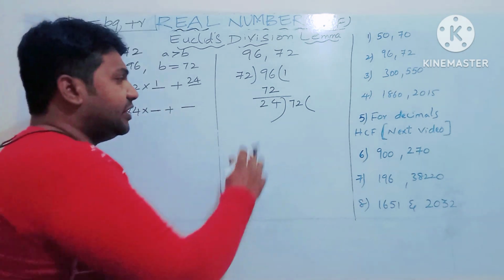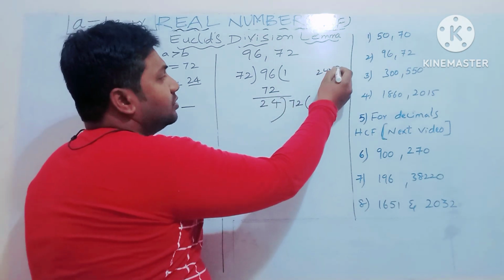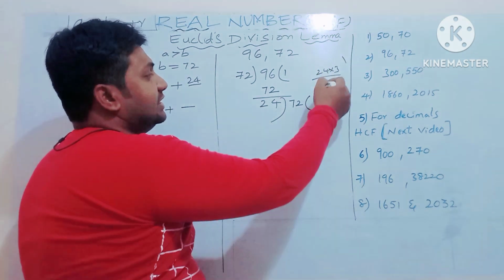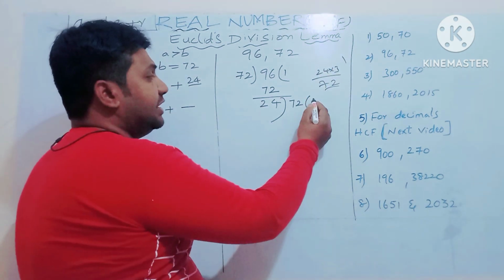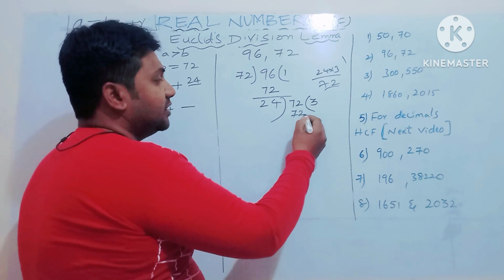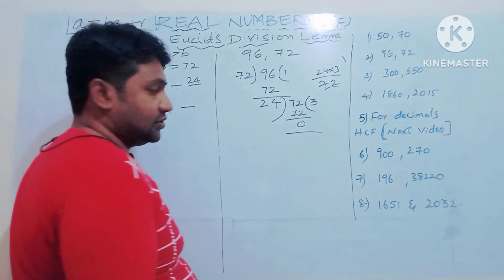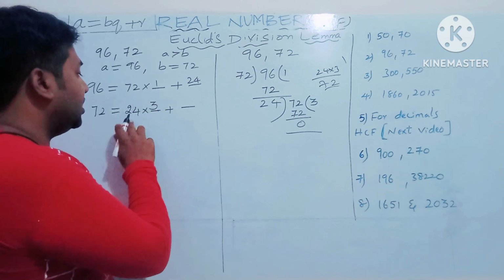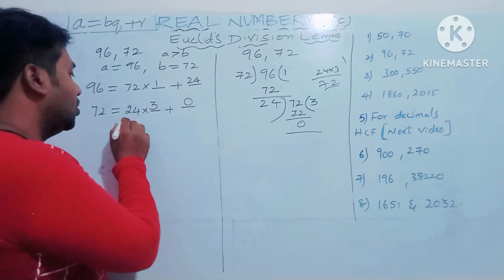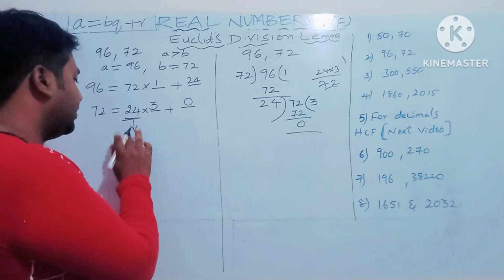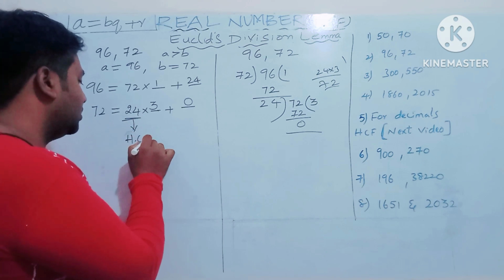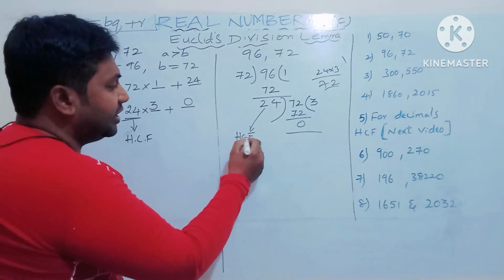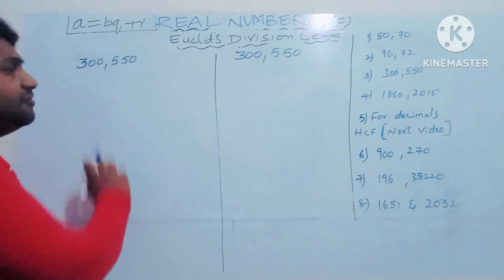Okay, so what can I write here? 24 into 3, if you see, 3 4s are 12, 2 carry 1, 3 2s are 6, 7, yes 72. So we can write 24 3s are 72 and our remainder is 0. Our solution stops. So here also we can write 24 into 3 will be 72, remainder will be 0. So our HCF is 24. So here what is our HCF? Our remainder becomes 0. HCF is how much? 24.